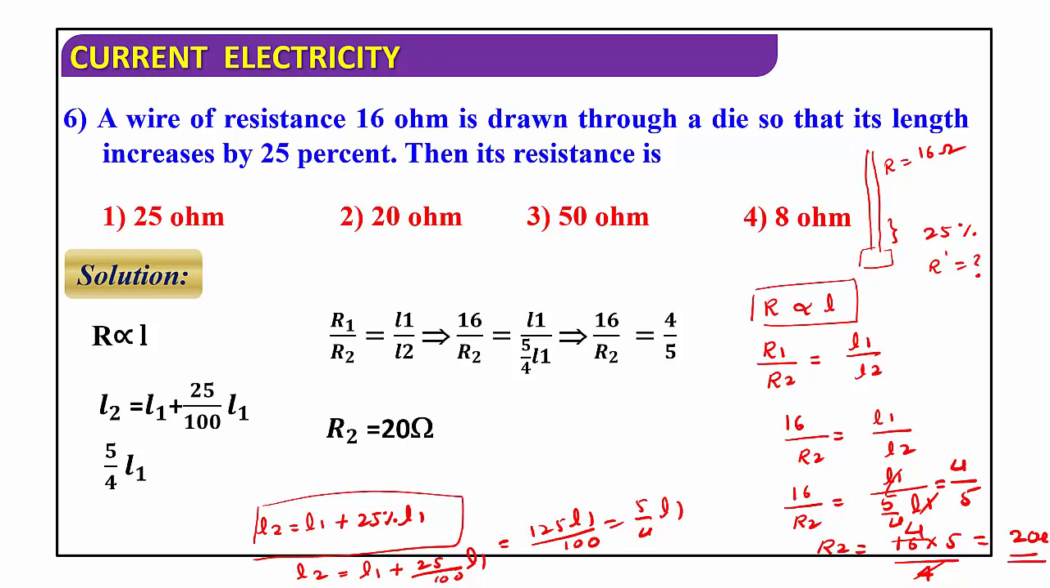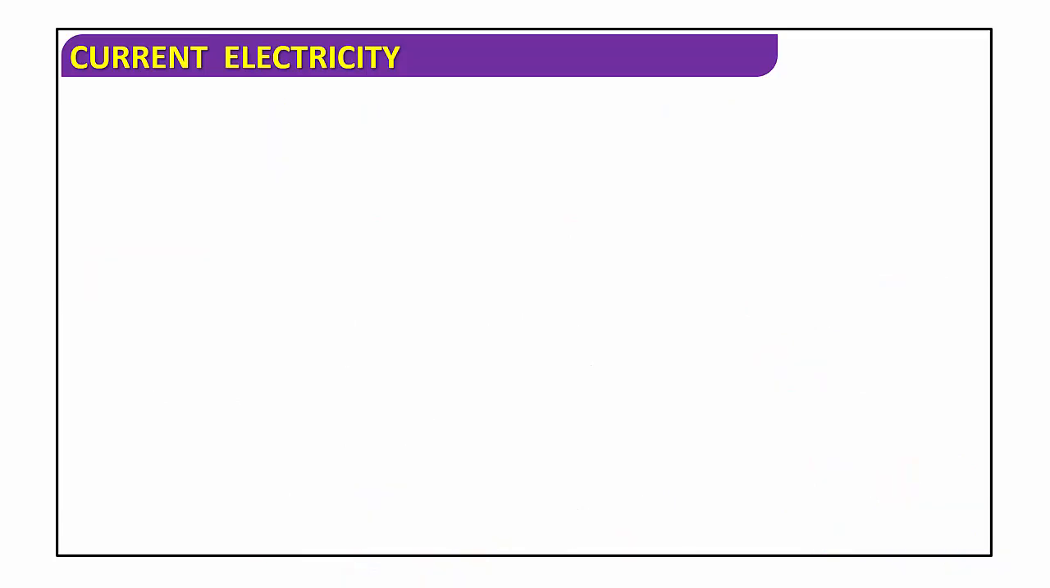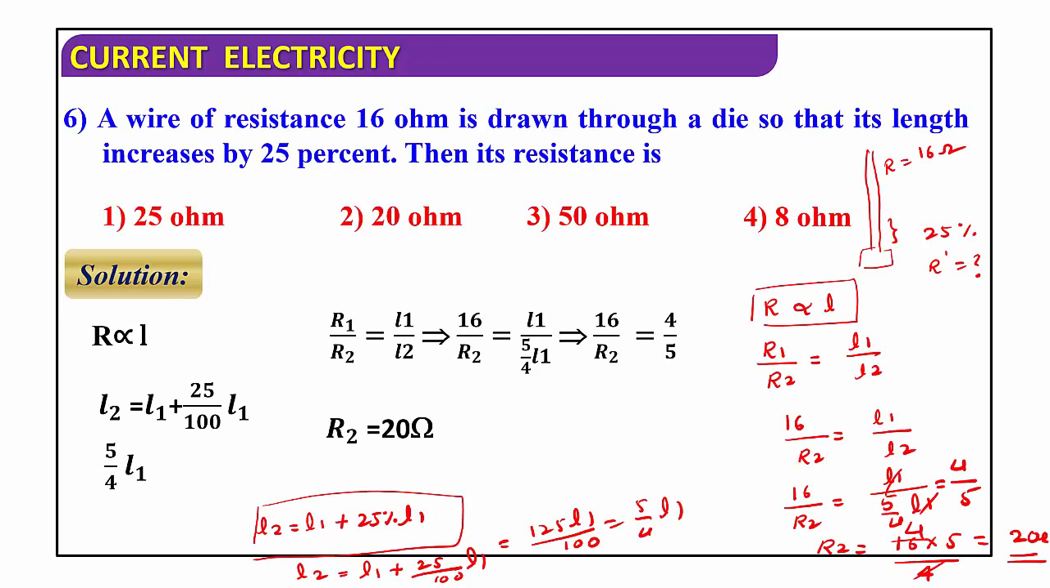So when it is drawn through a die, its length increases by 25%, so its resistance also increases from 16 ohm to 20 ohm. So the right answer is 20 ohm. Second option is the right answer.